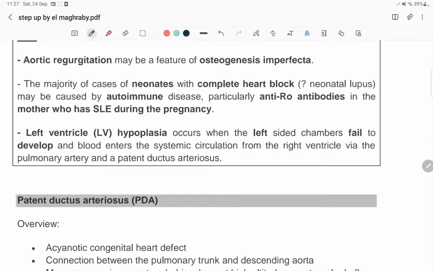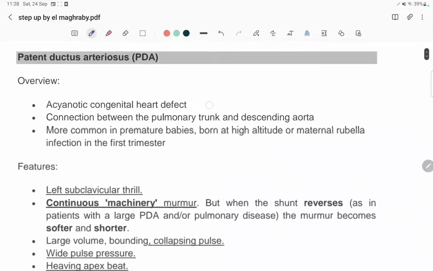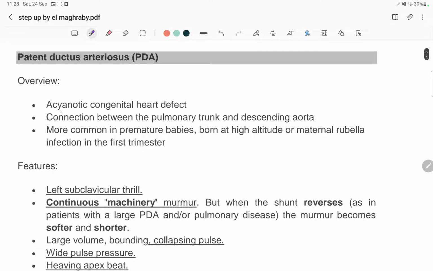The major cause of neonates with complete heart block is neonatal lupus, which may be caused by autoimmune disease, particularly anti-Ro antibodies in the mother who has SLE during pregnancy. Left ventricular hypoplasia occurs when left ventricular chambers fail to develop, and blood goes into systemic circulation from the right ventricle via the pulmonary artery and patent ductus arteriosus. PDA overview: it is an acyanotic congenital heart disease, a connection between pulmonary trunk and descending aorta. More common in premature babies born at high altitude or with maternal rubella.